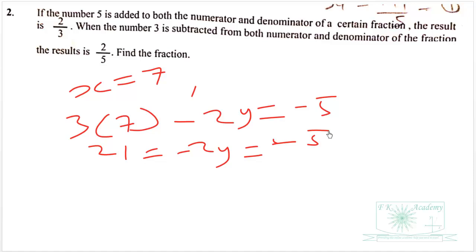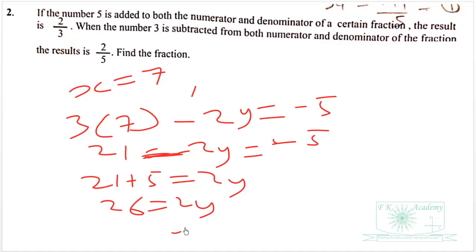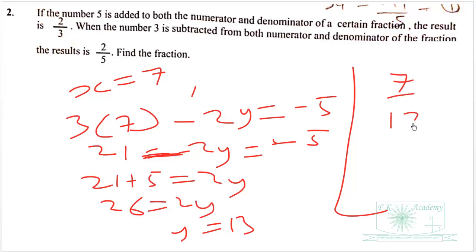It's got negative 2y. So 21 minus 2y equals negative 5. So we get 21 plus 5 will be equal to 2y. So 26 will be equal to 2y. Y will be equal to 13. Therefore, the fraction x over y will be 7 over 13.